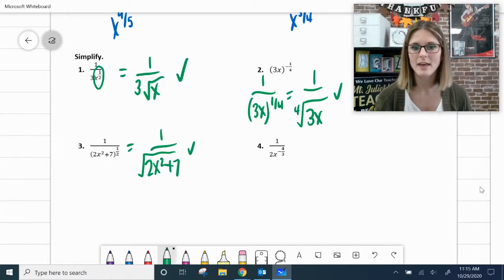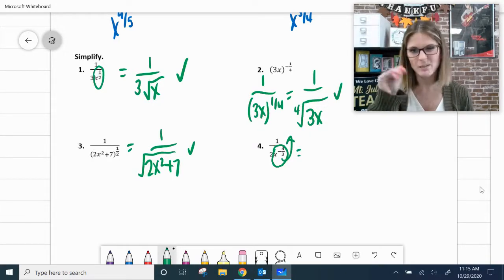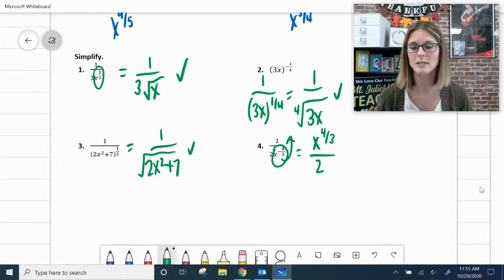Number 4, look at that. You've got a negative exponent in the denominator. Now that exponent is only stuck to x. So first let's fix that issue. The negative exponent in the denominator, that needs to come up. So now I'm going to have 1 in my numerator with x to the positive 4/3 over 2. 2 stays down in the denominator, nothing happens.